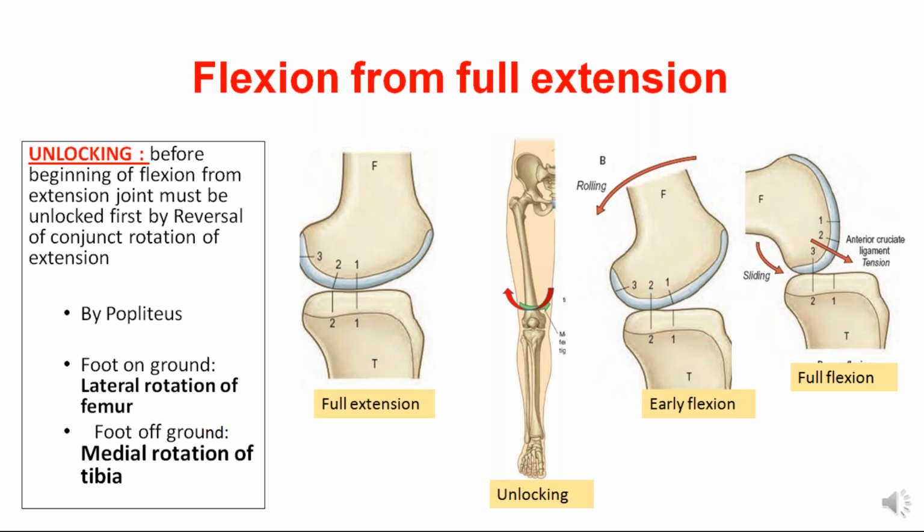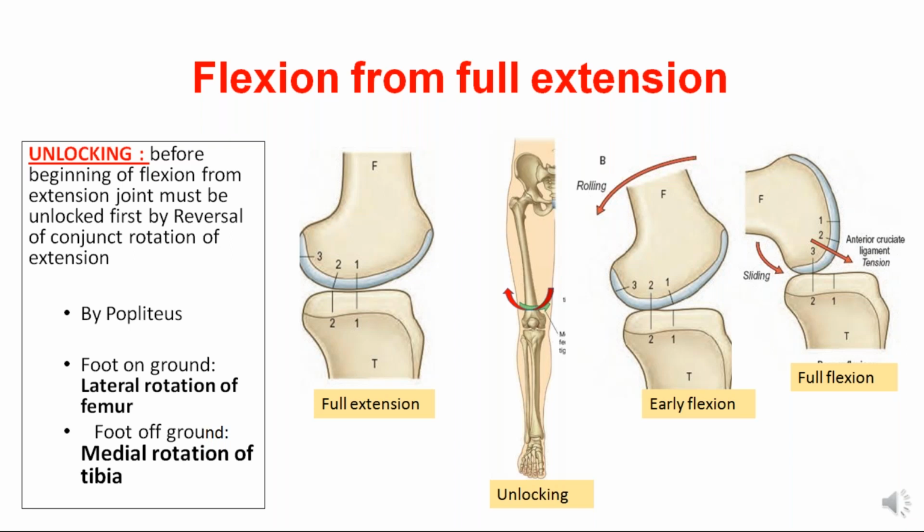So after this unlocking, the joint has been unlocked. Now the flexion can commence. How will the flexion take place? The flexion will take place by rolling backwards and sliding forwards of the femur, and by that rolling backward and sliding forward, we reach the full flexed position.